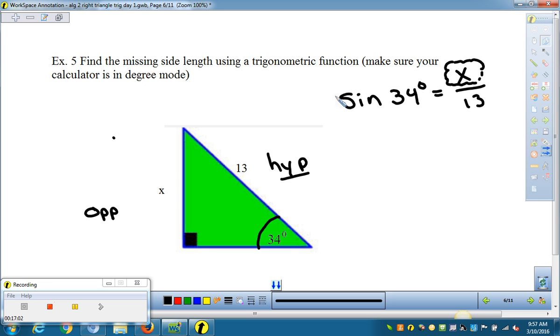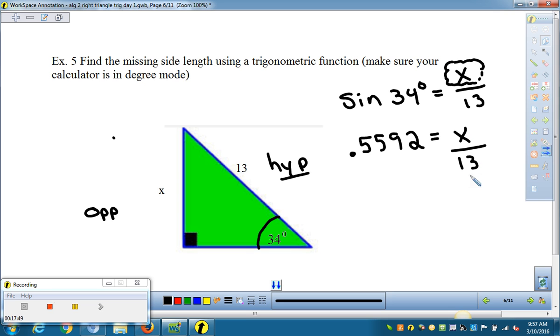Do that now, please. Before you do that, make sure that you go to mode and make sure you're in degrees and not radians. Press mode and make sure degree is highlighted. A lot of my calculators may be in radians. Once you do that, go back to your home screen and do sine of 34. And give me that decimal to 4 places. 5, 5, 9, 2. Yeah. Okay. 0.5592 equals x over 13.